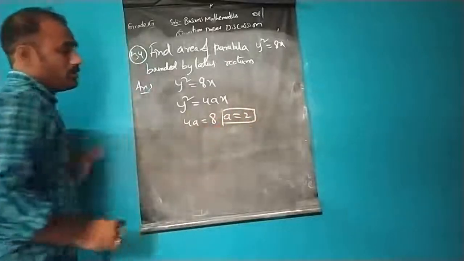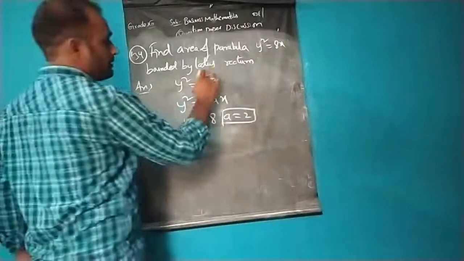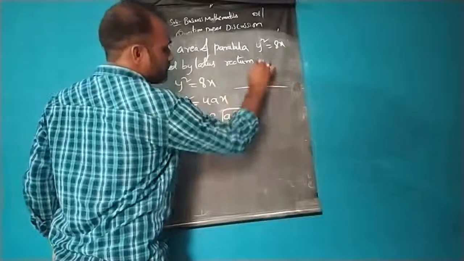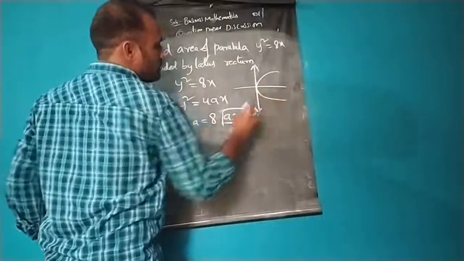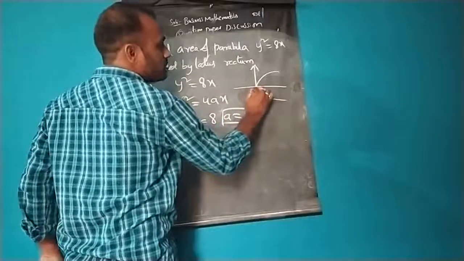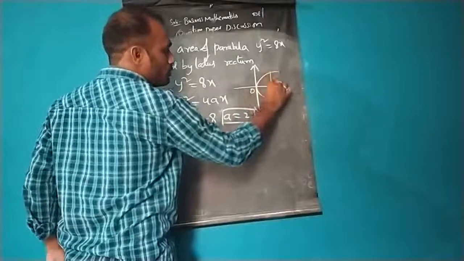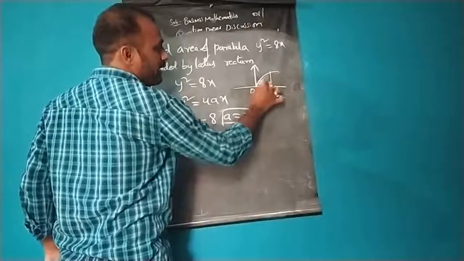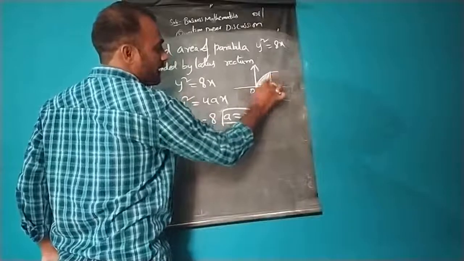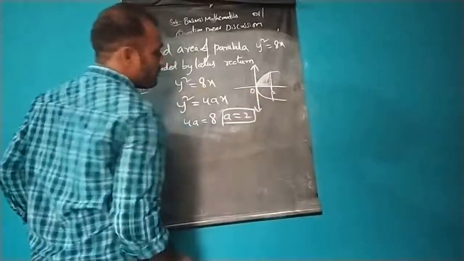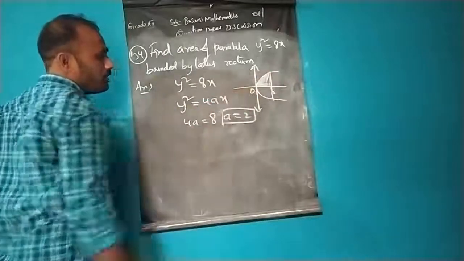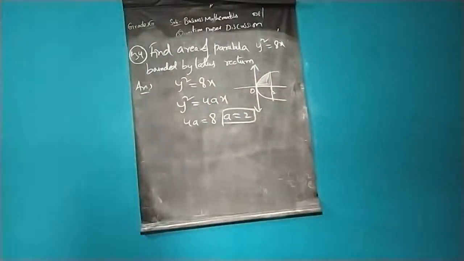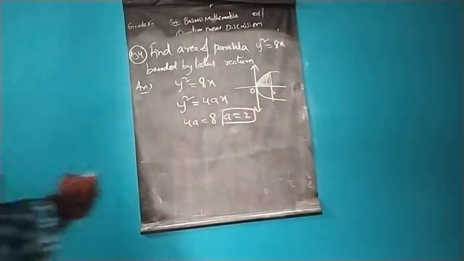So our parabola latus rectum. So this is the parabola latus rectum. So in this, the values will be from 0 to 2. So these are the two symmetrical areas. Here we can see the two symmetrical areas from 0 to 2. So let us find out only one symmetrical region, and if we multiply by 2, we'll get the final answer.